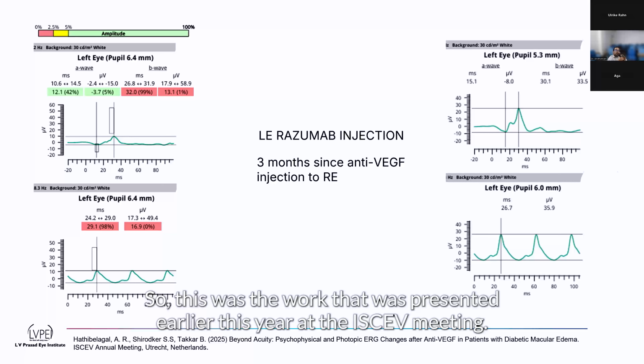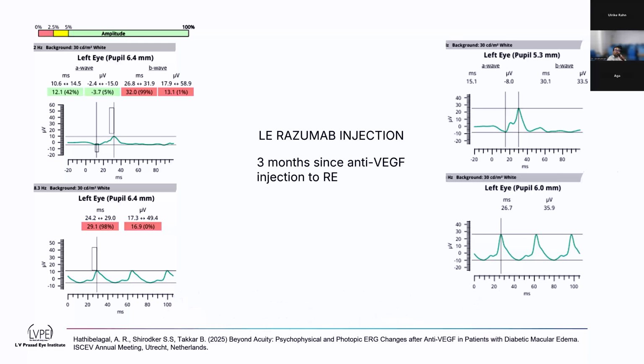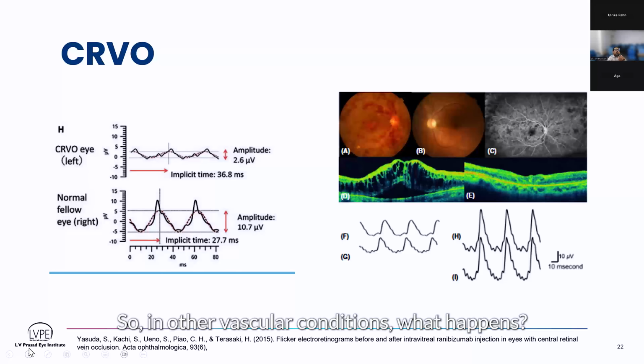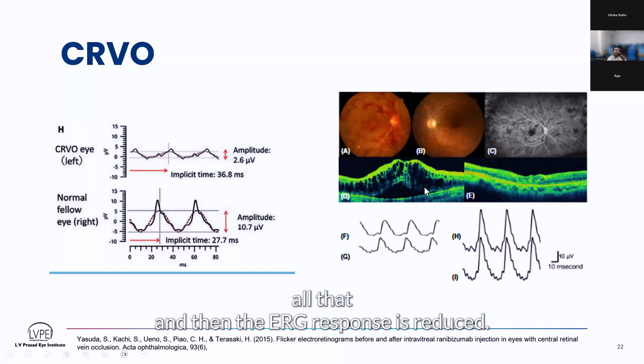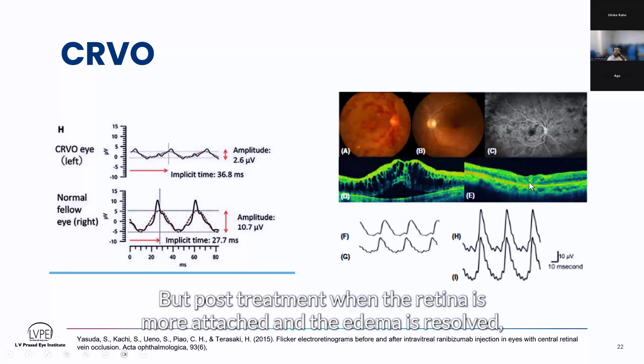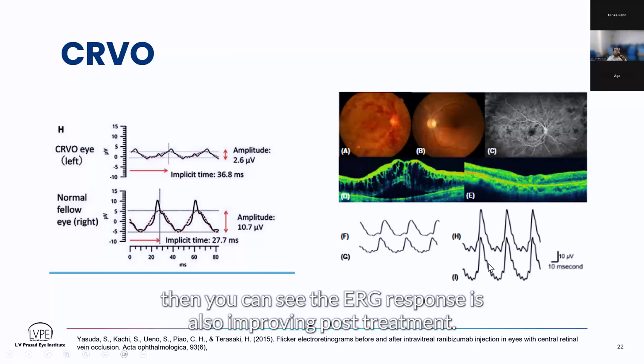This was the work that was presented earlier this year at the ISF meeting. So in other vascular conditions, what happens? ERG responses are reduced. We know this when there is a vascular condition. Also, you can see on the right hand side there is edema, there is detachment, and the ERG responses are reduced. But post treatment, when the retina is more attached and the edema is resolved, you can see the ERG responses also improving post treatment.